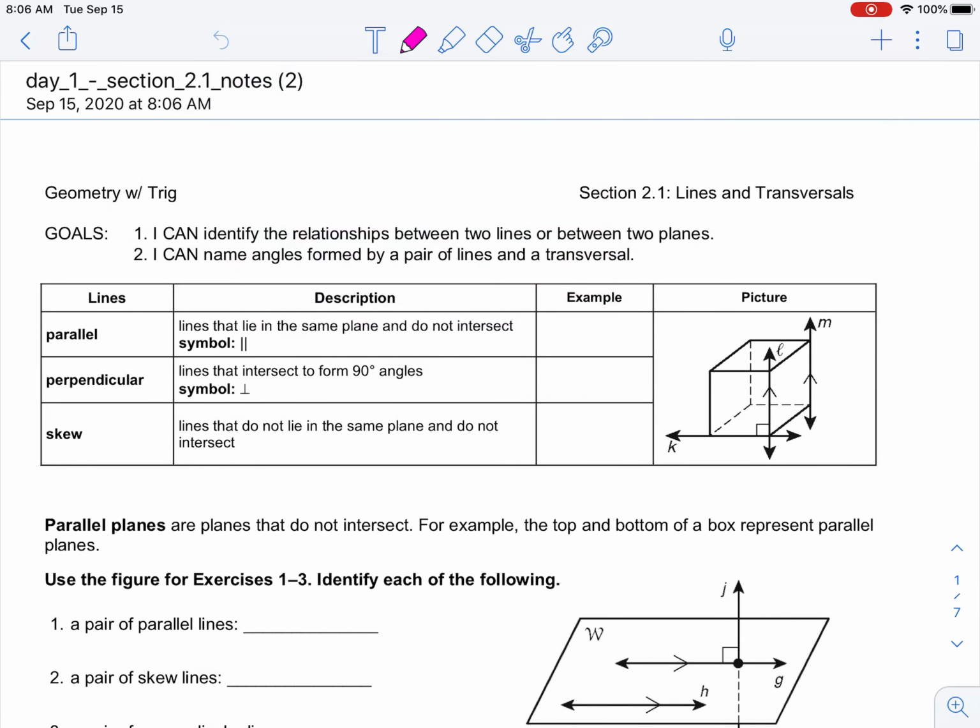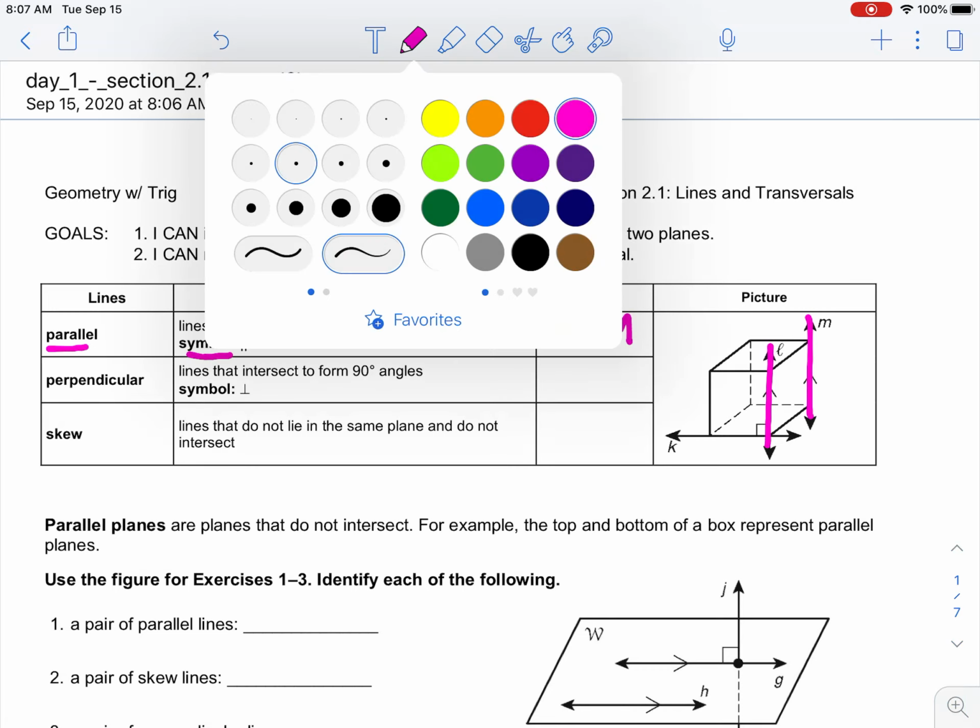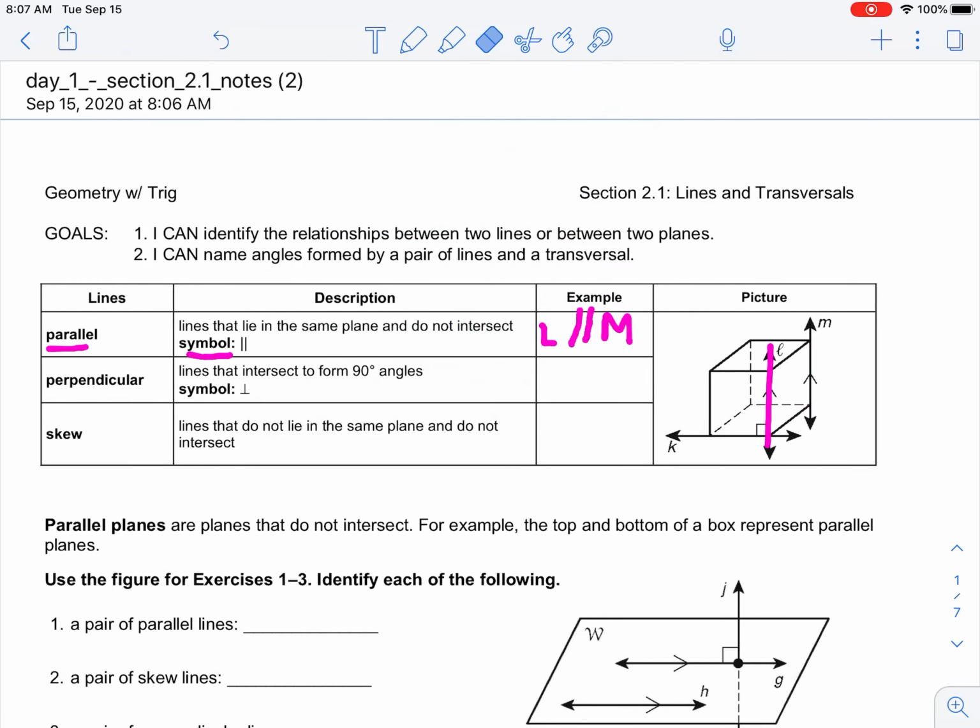All right, first word is parallel. Parallel lines are lines that run the same exact direction. You'll notice our symbol for parallel is two lines straight up and down. For example, if I look at this picture, I notice line L and line M run the same way. So we're going to write L is parallel to M, and you can put the lines straight up and down or on a little slant. Parallel lines can be diagonal, they can be up and down, but they run exactly the same direction.